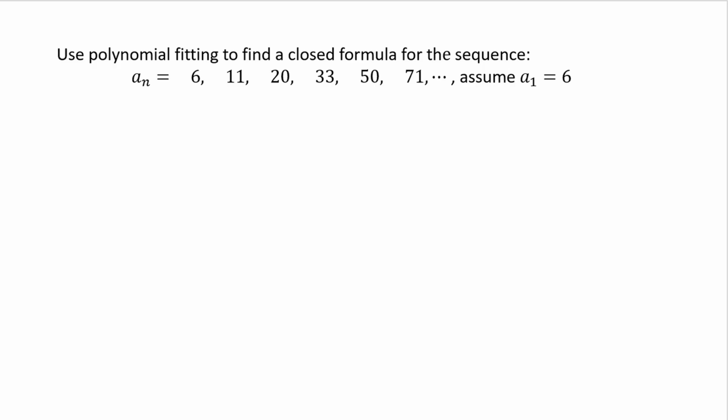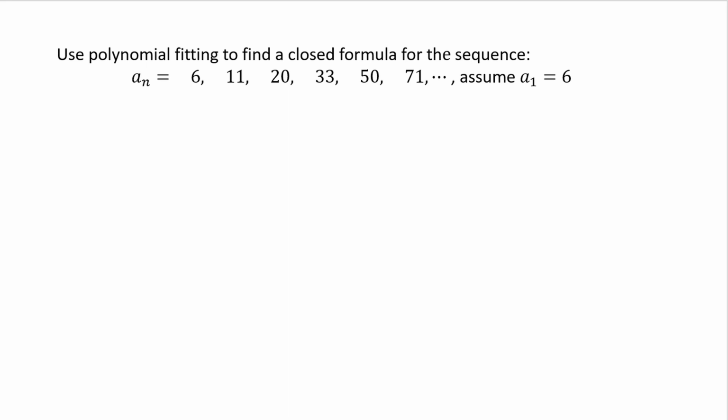Use polynomial fitting to find a closed formula for the sequence a sub n equals 6, 11, 20, 33, 50, 71. Assume a sub 1 equals 6.